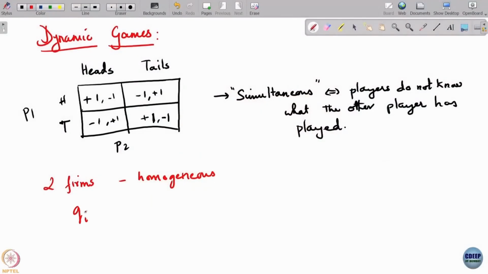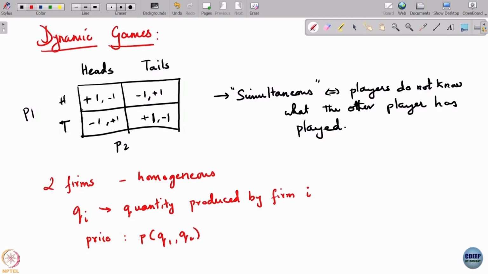Alright. So in this case, we have two firms producing a homogeneous good. Suppose Qi is the quantity produced by firm i, and let us say that the price in the market is a function of the quantities produced by both. So it is a function of Q1 and Q2, and I will assume it takes a very simple form. I will assume that it takes the form 1 minus (Q1 plus Q2).